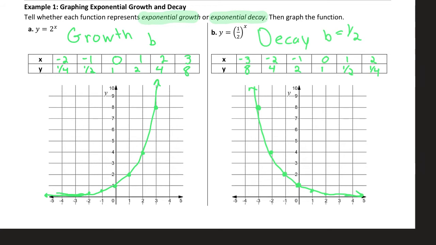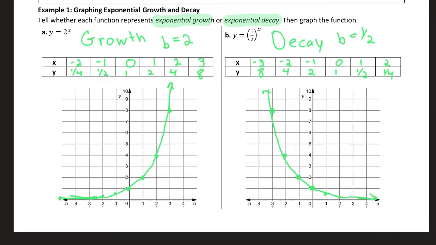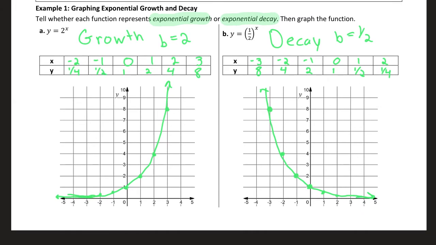In part A, we had a growth rate of 2, so we were doubling our values. In part B, we were cutting our values in half. If we keep cutting something in half, that y value will never be completely 0. It will get super, super close to 0, so close that we can't tell it's not 0, but half of something isn't 0. Half of something is still something. So decay values are decreasing, growth values are increasing.